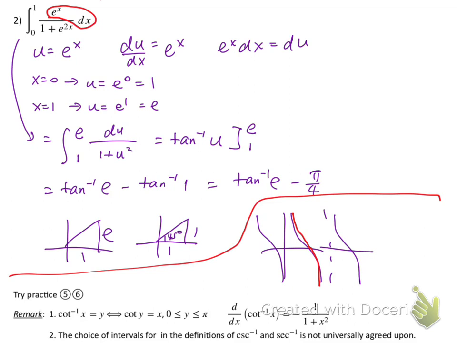But the choices for secant and cosecant are not really universally agreed upon. Mathematicians don't really agree on which branch should be cosecant inverse and secant inverse. That's why I try not to talk about it. In general, we don't talk about it, and when textbooks do define them, different textbooks might define them differently. So that's why I don't have secant inverse and cosecant inverse here.